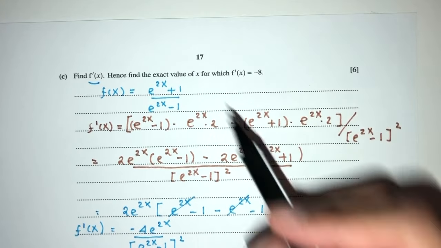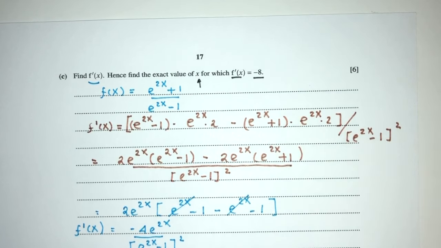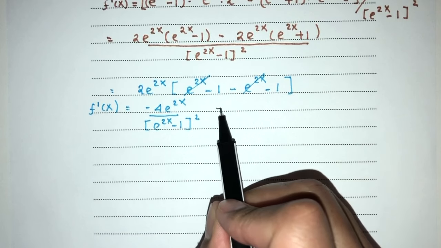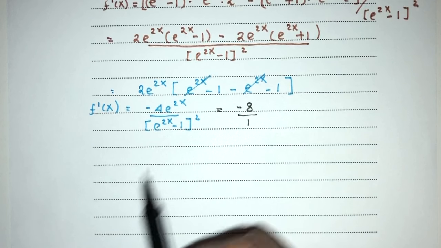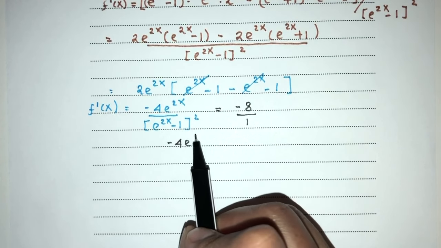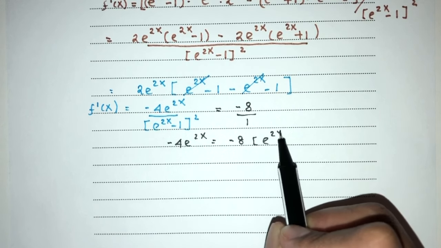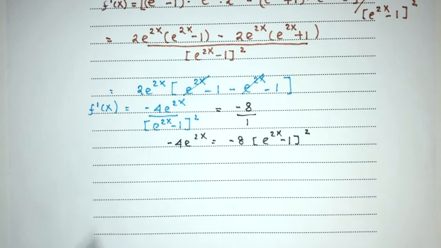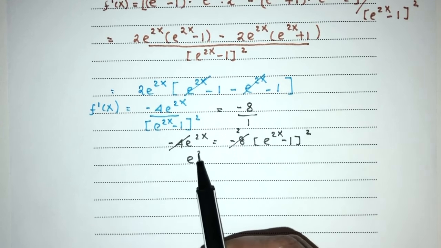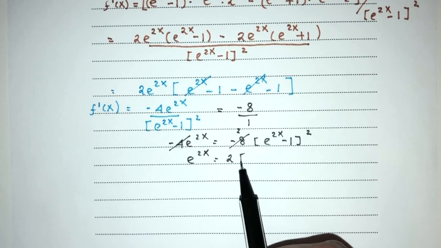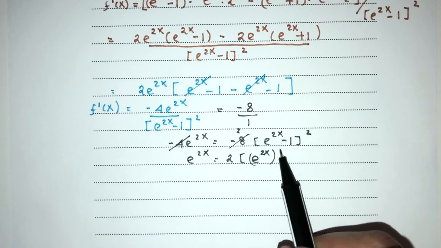Now, we have to find the exact value of x when this is equal to minus 8. So let's equate that to minus 8. First thing first, we have to cross multiply. You will have minus 4 exponential 2x is equal to minus 8 times exponential 2x minus 1, squared. Now, these can cancel out, leaving a 2 here. You have exponential 2x equal to 2 times. Expand these, you will have exponential 2x, that will be squared, right?